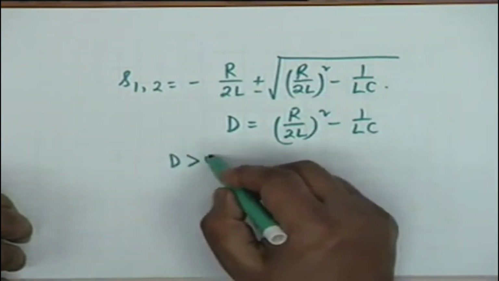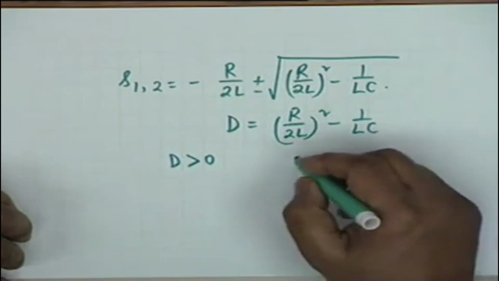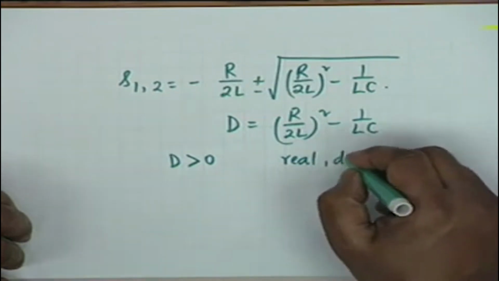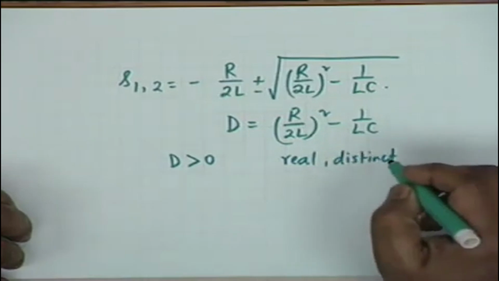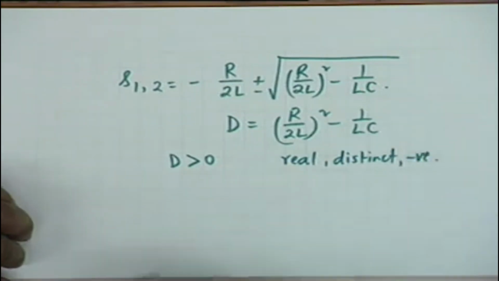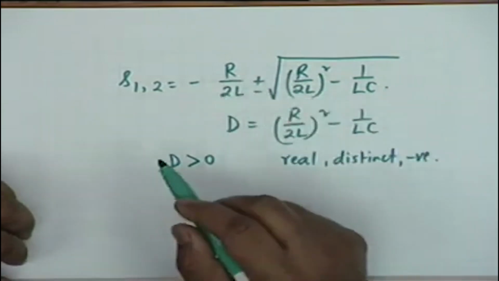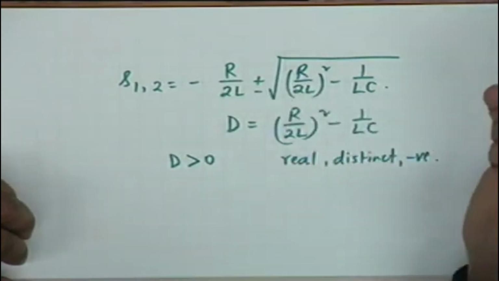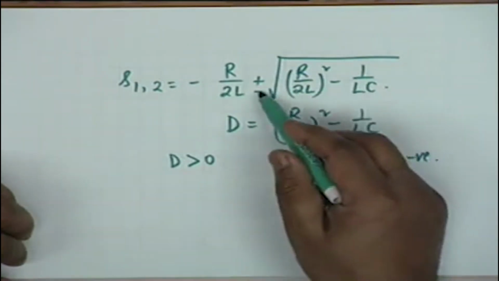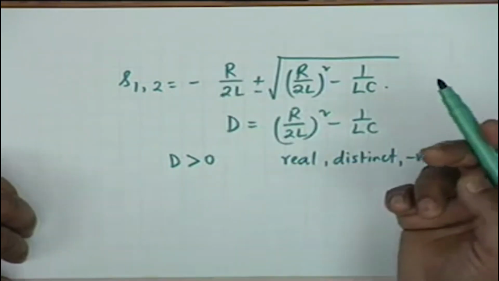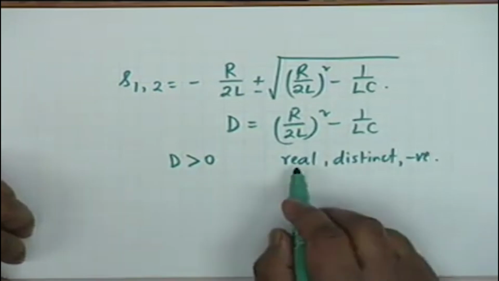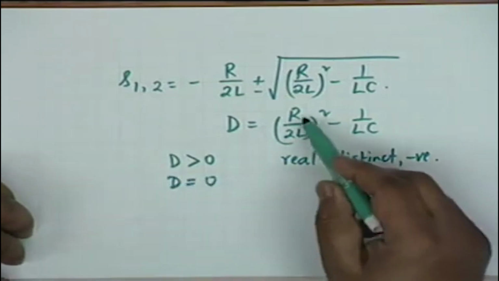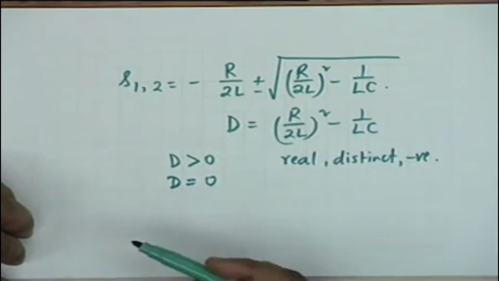If d is greater than 0, then obviously the two roots shall be real, distinct. Anything else that you can say? Negative. Isn't that right? Minus r by 2l plus a quantity which is less than r by 2l obviously shall be a negative quantity. When the sign is negative, minus r by 2l minus, obviously the whole thing is negative. So these are real, distinct and negative. If d is equal to 0, obviously that is possible. By a combination of r, l and c, you could make it equal to 0.